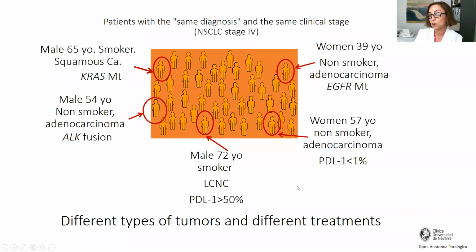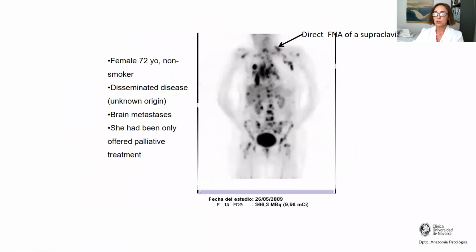We know, of course, oncologists know, but we as pathologists know that these patients have different tumor types and they will receive different treatments. And let me show you a real example. This is a very real example. It dates from 2009, but it's very nice. I like it when I see these cases.